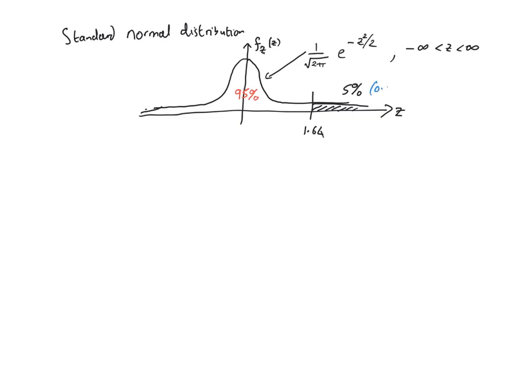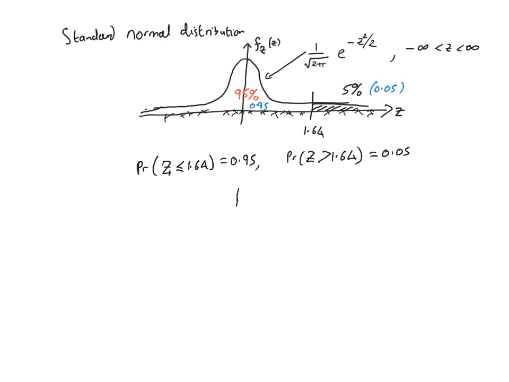Sometimes we write these as decimals, 0.05 or 0.95. And what this tells us is that the probability that the random variable z is less than or equal to 1.64 is 0.95, or the probability that z is greater than 1.64 is 0.05. So the interpretation of that would be that if you generated values of z at random, you get a lot more in the center than in the tails, and 5% of the generated values would be greater than 1.64, and 95% would be less than 1.64. That idea can be generalized.